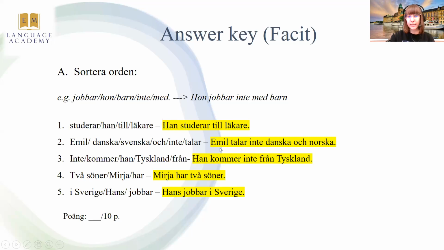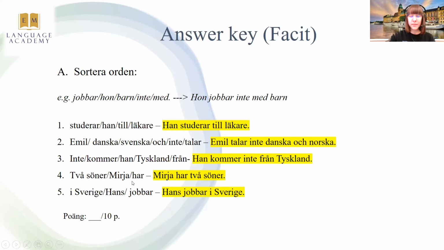We begin with the subject, Emil, the verb, we have a negation that follows the verb, and then what is left. Inte kommer han Tyskland från. Han kommer inte från Tyskland. He does not come from Germany.